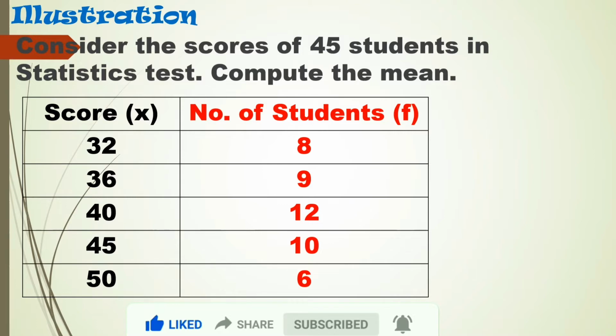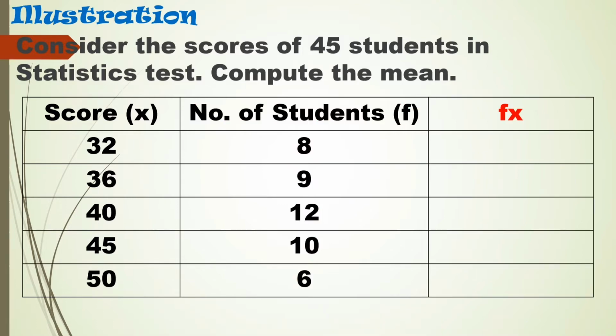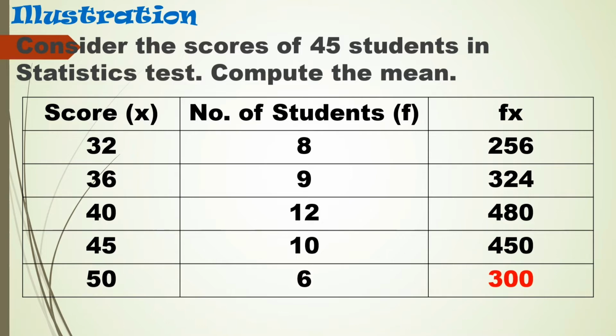To solve for the mean using the old formula, we will add a third column to get the product of f and x. Let's proceed. 32 times 8 equals 256. 36 times 9 equals 324. 40 times 12 equals 480. 45 times 10 equals 450. And 50 times 6 equals 300.